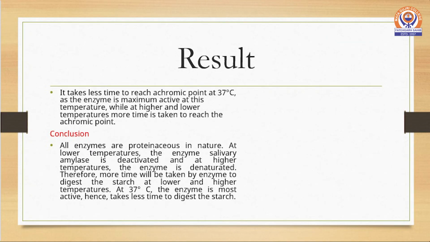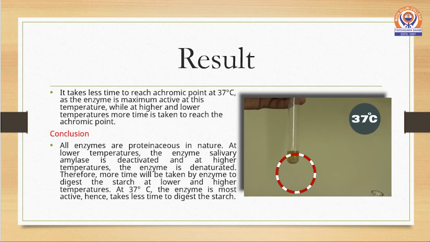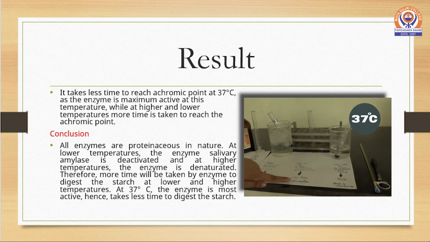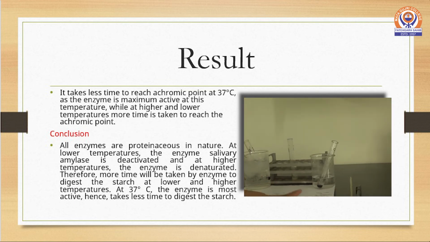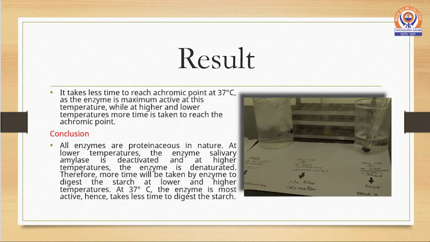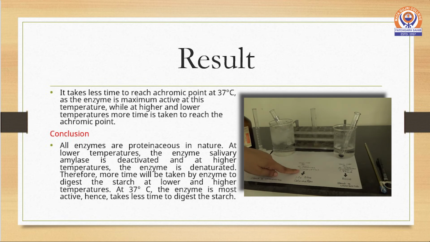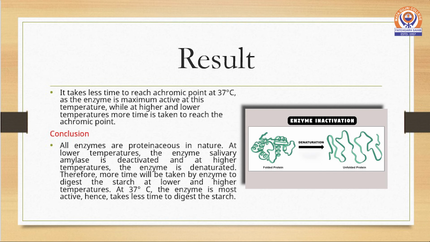Result: it takes less time to reach the achromic point at 37 degrees Celsius because the enzyme is maximum active at this temperature. While at higher and lower temperatures, more time is taken to reach the achromic point. This completely shows that the activity of the enzyme amylase is definitely linked to the temperature.